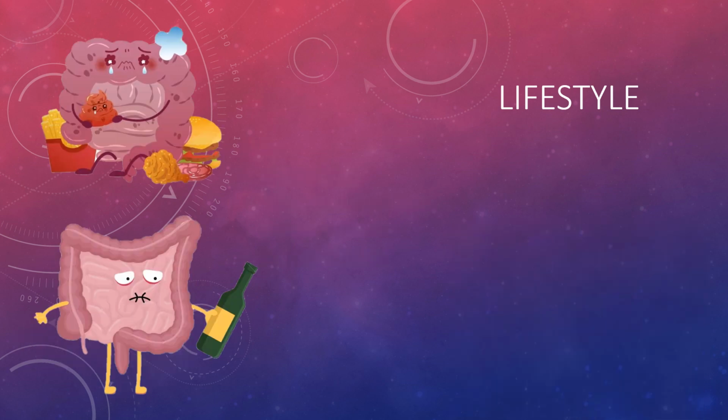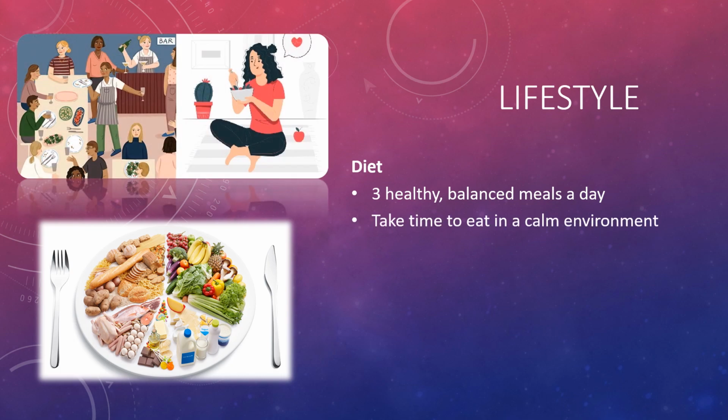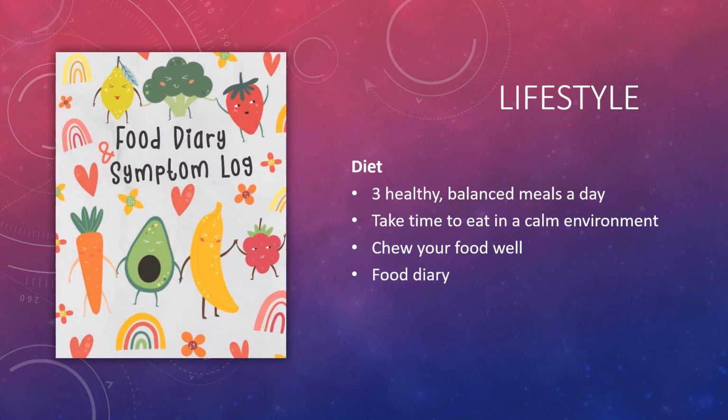Many people are aware that what we put into our gut will impact its overall health. Dietary changes can often help manage your symptoms, and sometimes simple changes are all that are needed. As a starting point, aim to have 3 healthy, balanced meals a day. Take time to eat in a calm environment and chew your food well. You might find smaller meal sizes are better for your symptoms. You might want to keep a food diary to identify which foods trigger symptoms and identify eating behaviors.